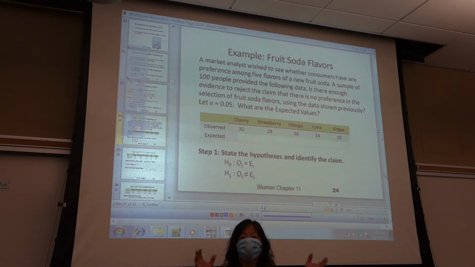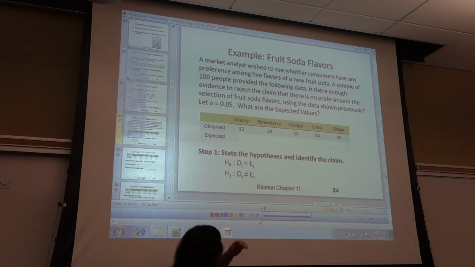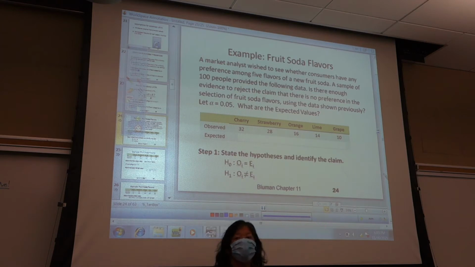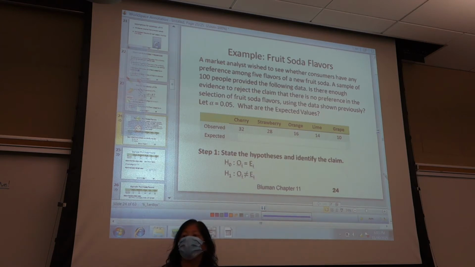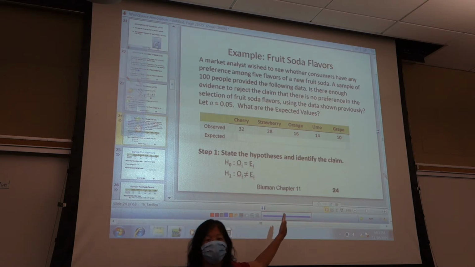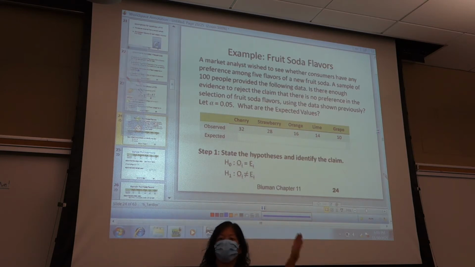Does that make sense? Now, we're saying 5 flavors, no preference amongst the 5, so they should have the same amount, right? So 100 people, how many in each category? 20. Because 100 people, divide them equally amongst 5. 100 divided by 5 would mean 20 in each category. Make sense? Or is everyone kind of following that? Okay, so my expected values, in this case, would be 20 in each category.